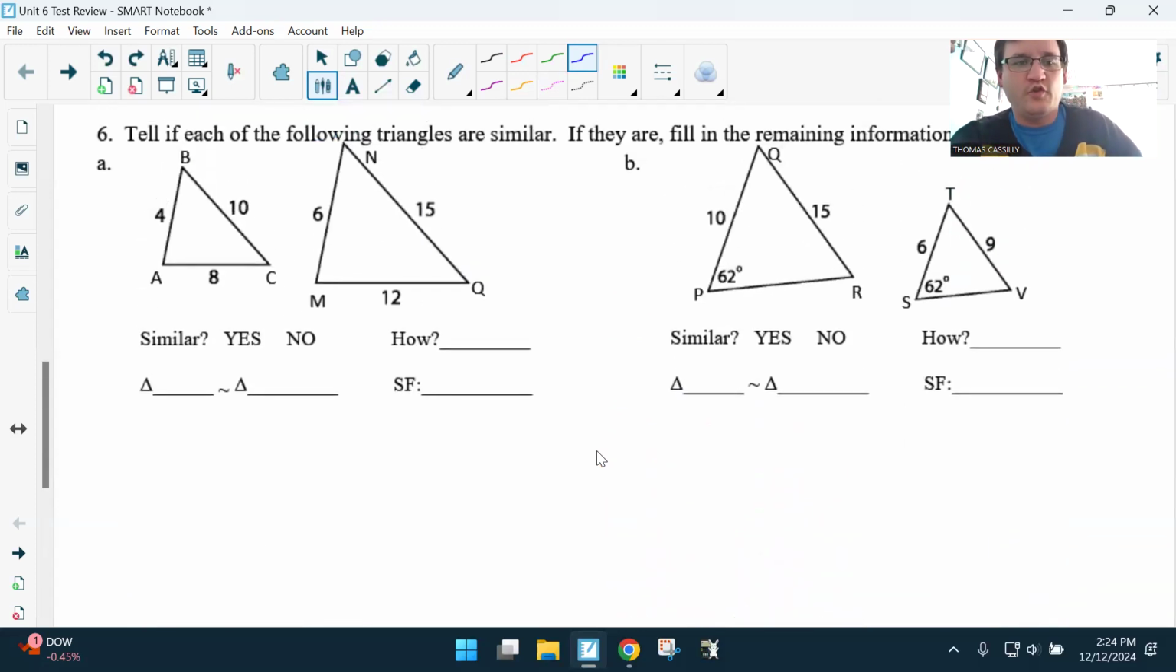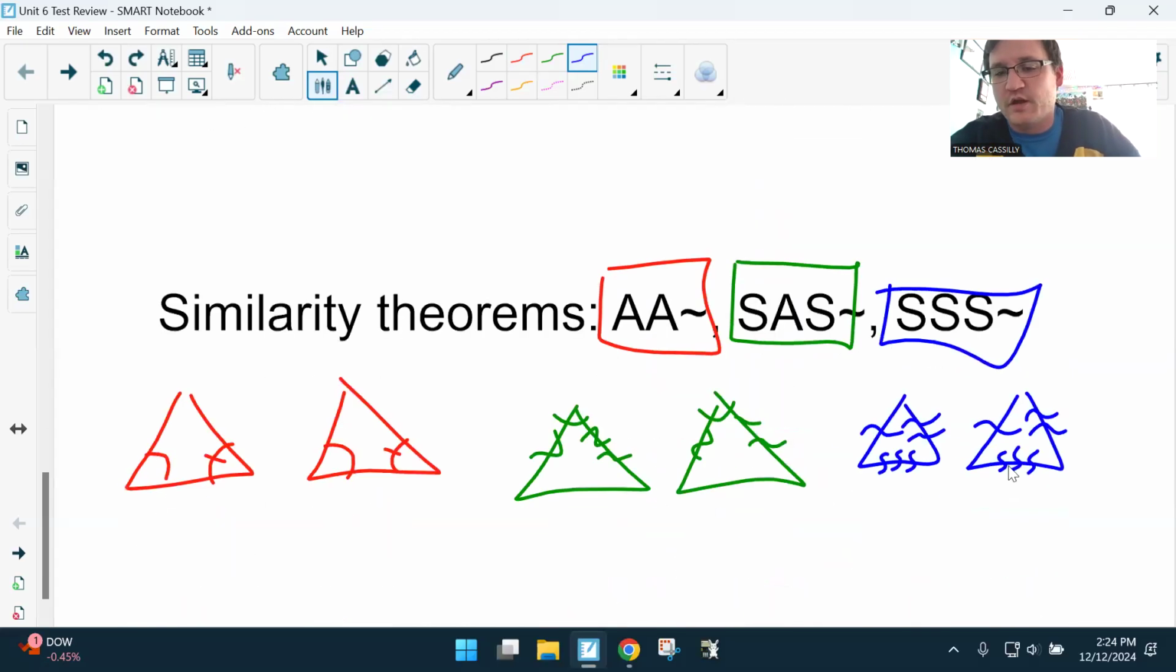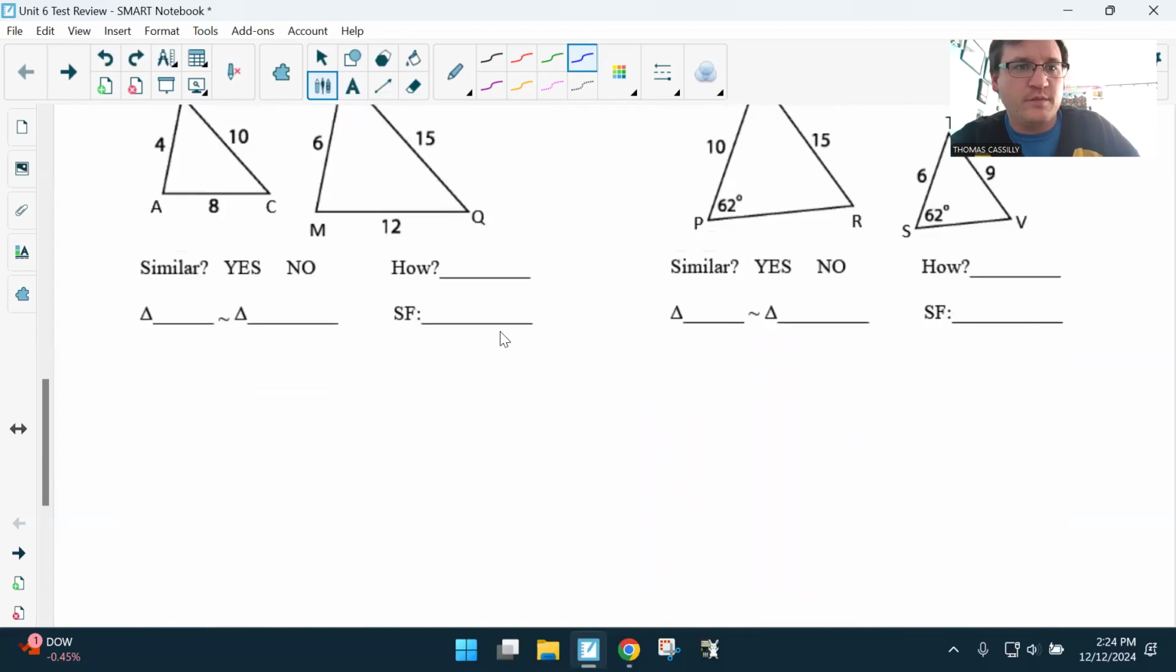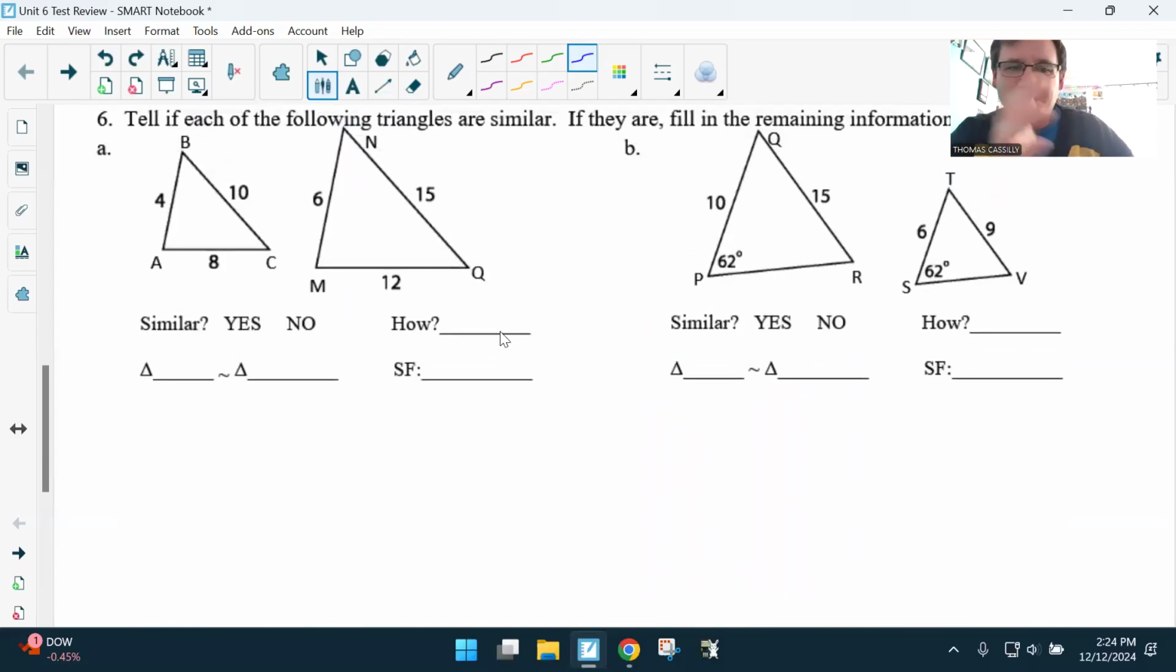So we have to check if the sides are proportional. I think I said similar down here. This should have been proportional. All right, so what does proportion mean? Compare the sides. Which sides match up?